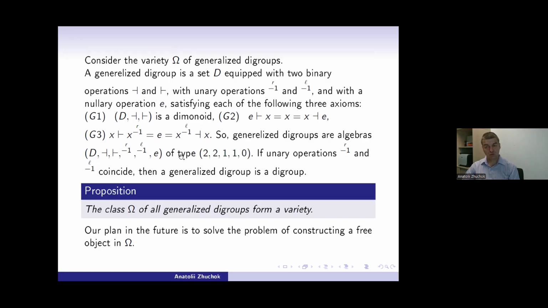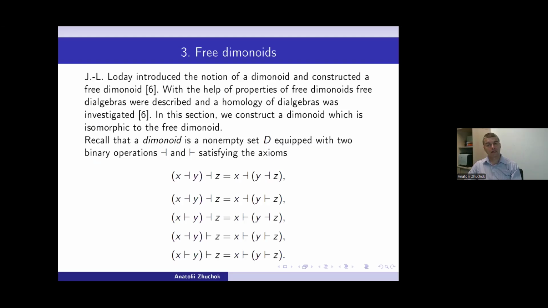So such D-groups are algebras of type 2, 2, 1, 1, 0. And if the unary operations coincide, then we have usual D-groups. And as such, the defined class of all generalized D-groups forms a variety. And our plan for the future is to solve the problem of construction of the free object in this variety.